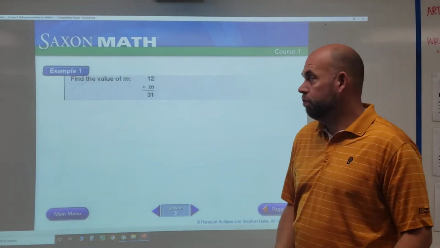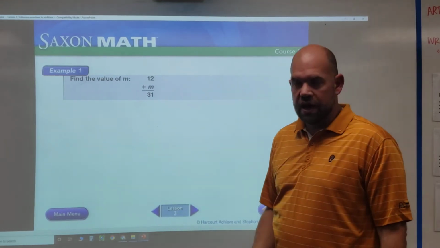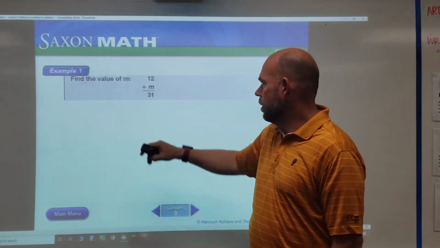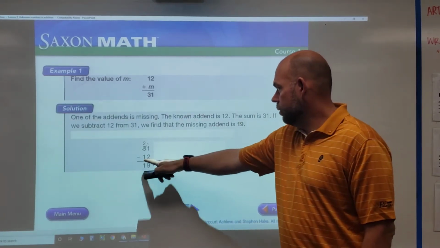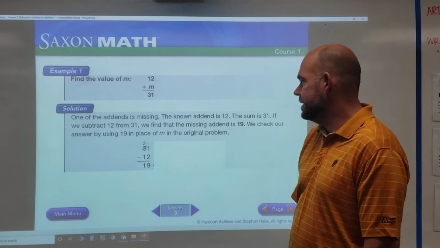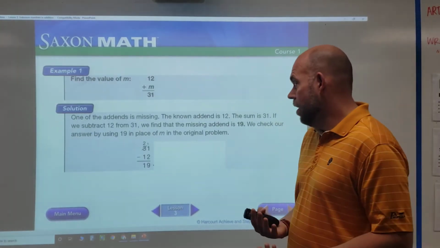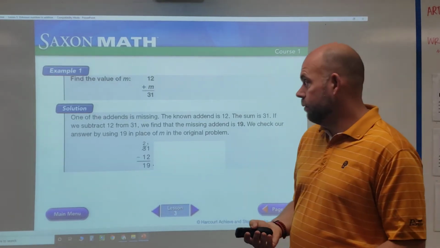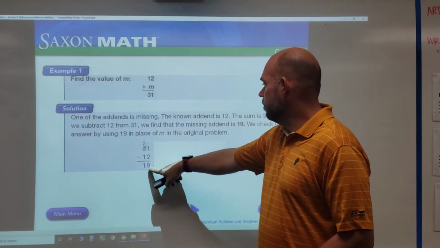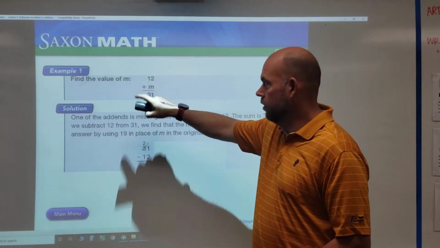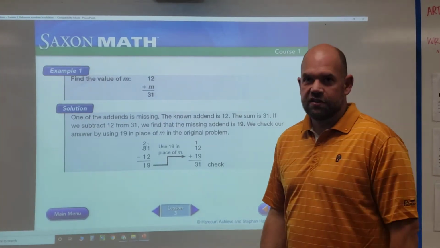So here in this first practice problem, we can look at the same thing. 12 plus what equals 31? Well, all we have to do is subtract 12 from 31, and that will give us m. So we take 12, subtract it from 31, and we get 19. Now, these kinds of problems are great because it's easy to check your work. All you do is plug that number back in for the variable. Now that we know that m equals 19, we can check it by doing 12 plus 19 equals 31. So we've checked that, and it checks out.